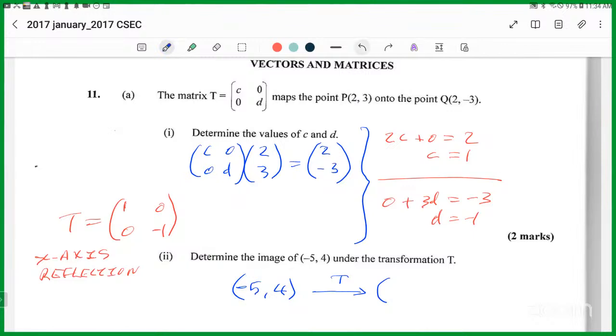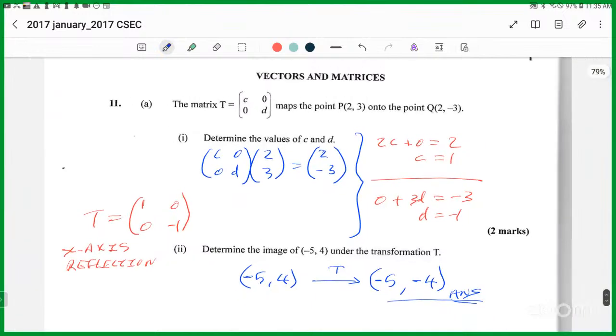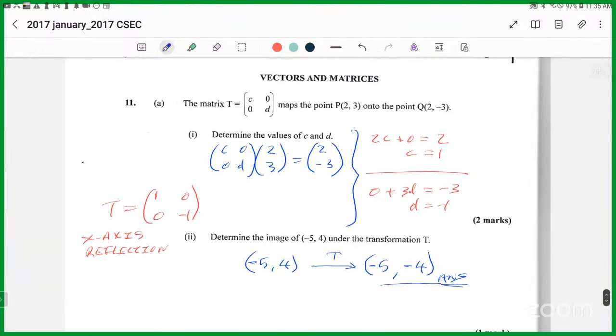So minus 5 stays minus 5. Then this value stays in the same position, but changes sign. So all we need to do is take this 4, keep the same position, but change the sign. So it becomes negative 4. This is the answer. The matrix changes these values in the exact same way, to determine the image under the transformation T. So this is the answer right here. Very good at that? Yes, sir.